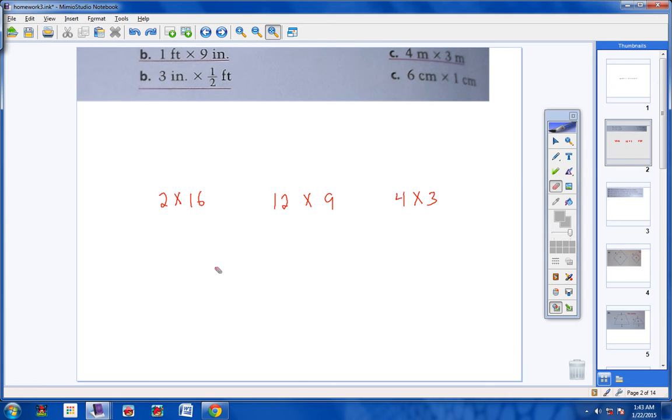Okay, now let's try this one here and this one over here. So 2 over 4 equals 16 over 3.